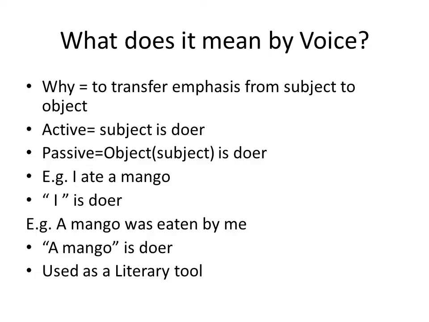This is the transfer of emphasis from subject to object. So in this sentence, a mango is the doer. The second reason why the voice is used is that it is used as a literary tool also.